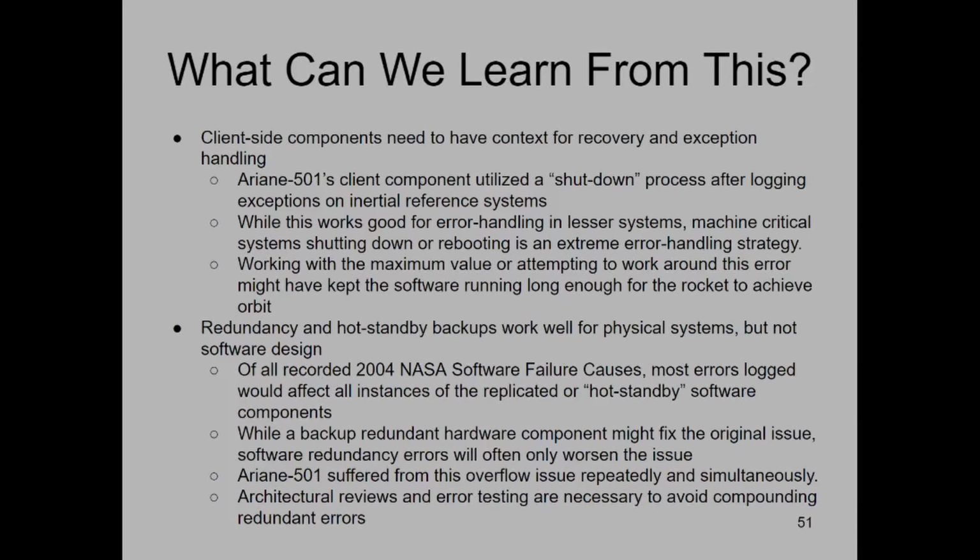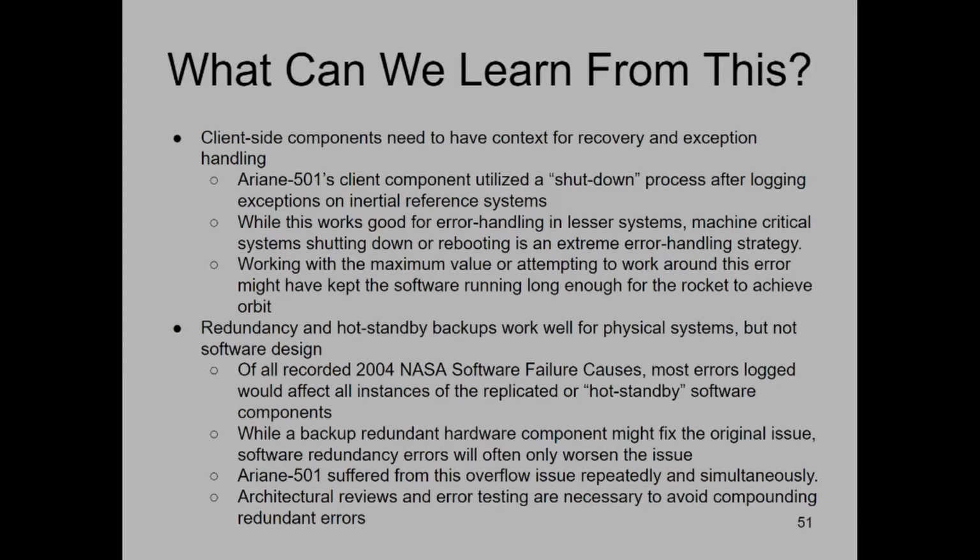Things that are mission critical, like determining engine velocity relative to the horizontal position of a platform, cannot be rebooted. There's not enough time. In the review, the internal board said that working with the maximum value or attempting to work around this error could have kept it running long enough for the rocket to achieve orbit, even if not efficiently. Just anything to keep it from twirling into the air and exploding on itself.